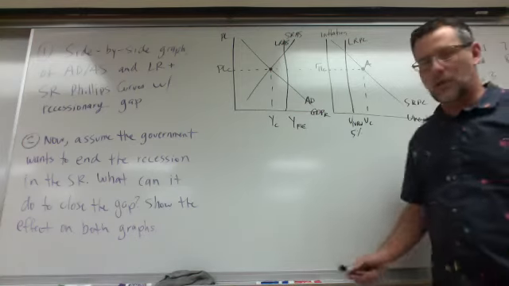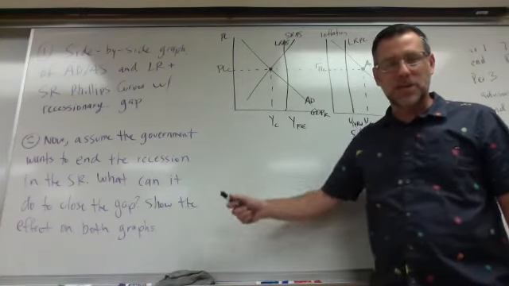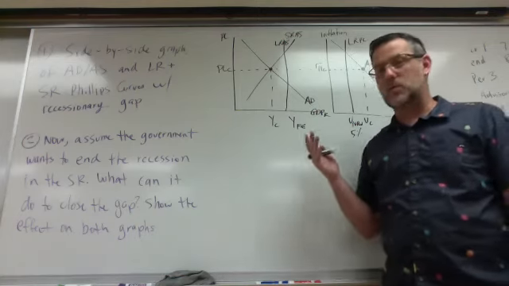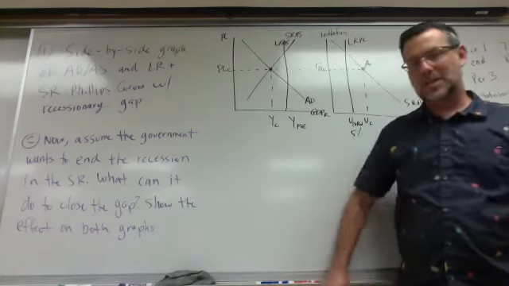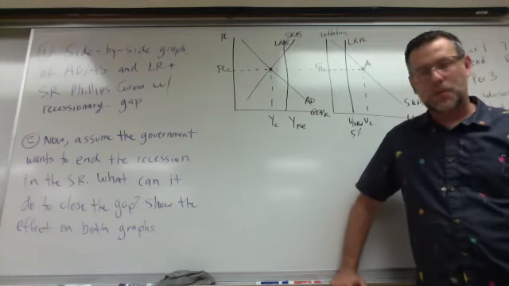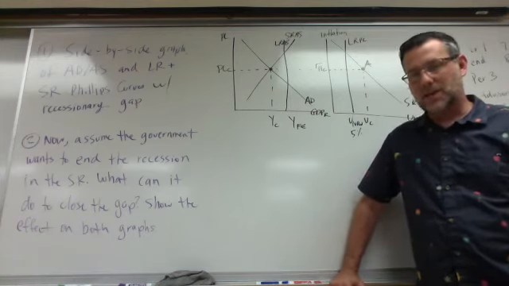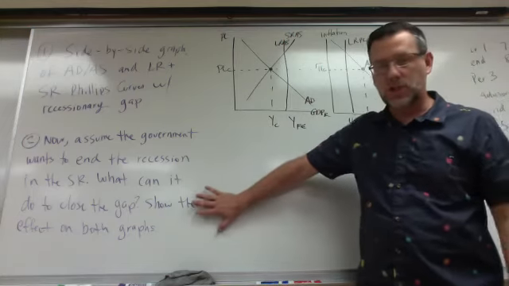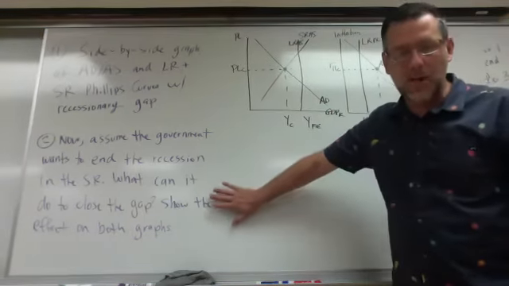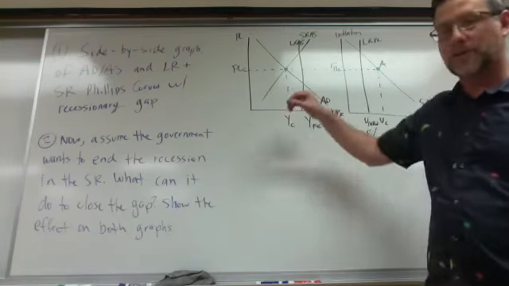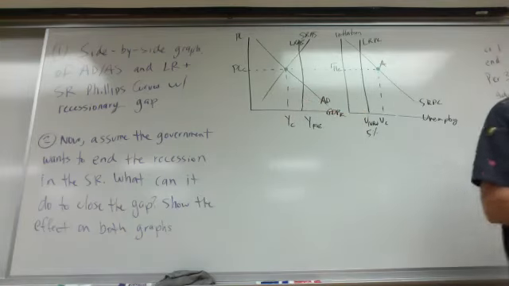So the government's like, you know what? Let's try to end this recession now instead of waiting, right? This is exactly what our government's doing right now, by the way. Just this last week, President Biden proposed that we spend $1.6 trillion, right, to try to fix this problem. So I want you to tell me what the government can do to close the gap and then show me on both graphs, right? So take a moment to do that and then I'll go over it with you.